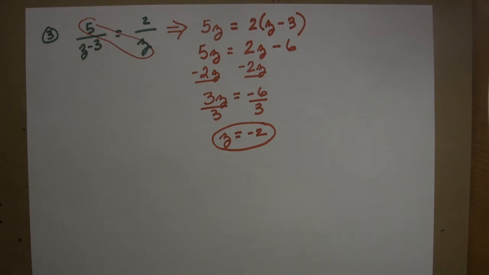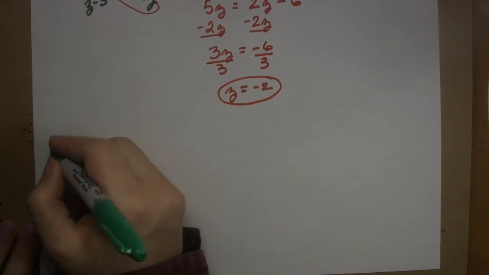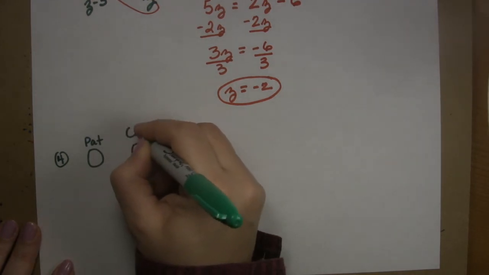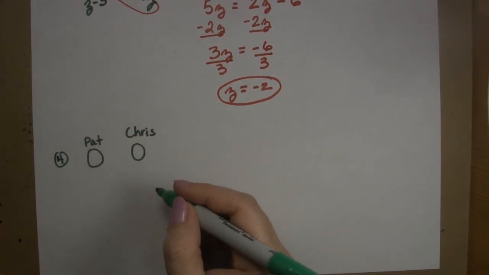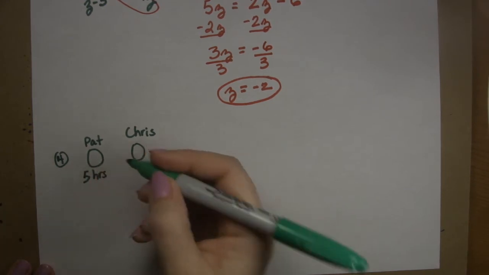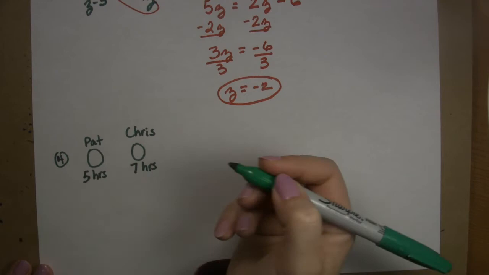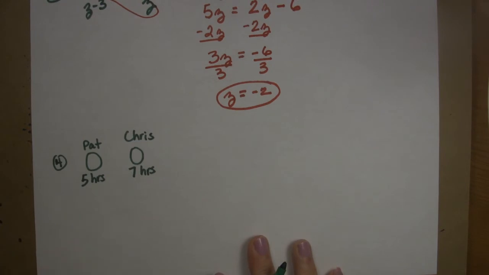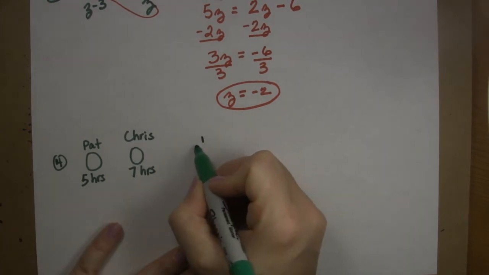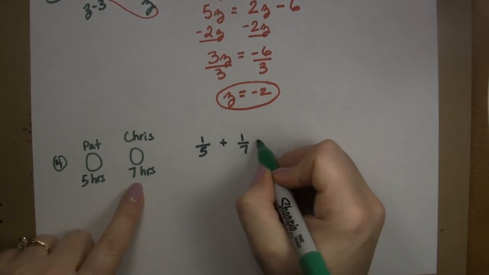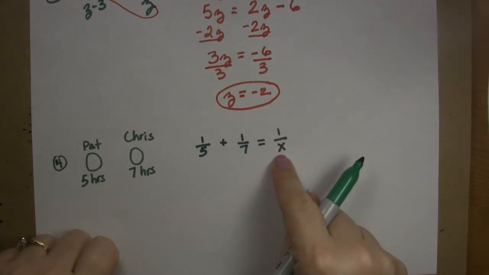Okay, let's try number 4. Number 4, we have Pat and Chris. And I forget what they're doing. What are they doing? They're stuccoing over the hole. It would take Pat 5 hours to do this, and it would take Chris 7 hours to do this. And so the question is, how long would it take them if they worked together? So the formula that we're going to work with is 1/5, that's Pat, plus 1/7, that's Chris, equals 1 over x. That's them together.